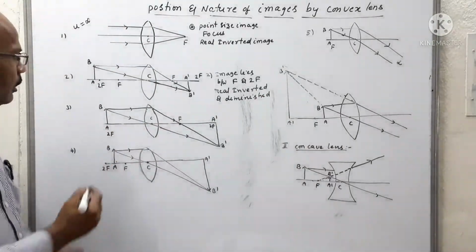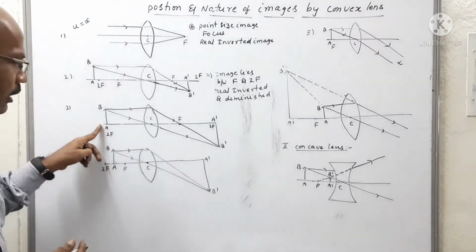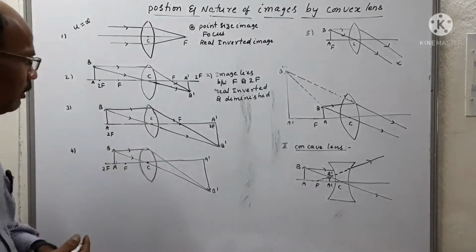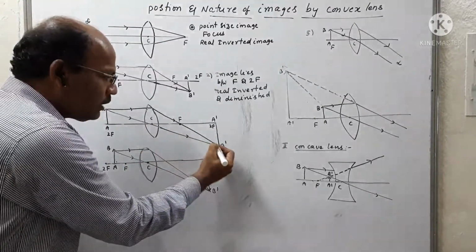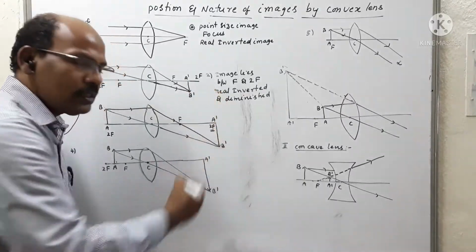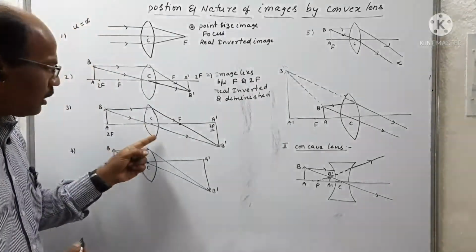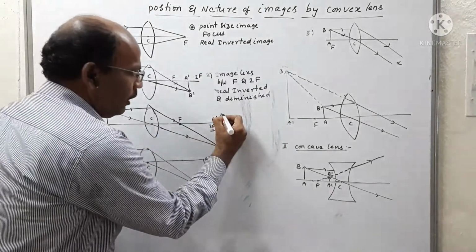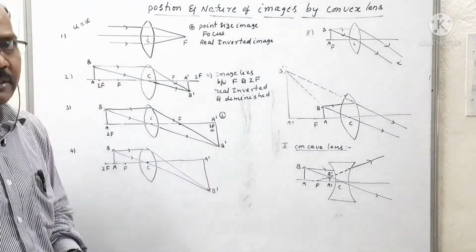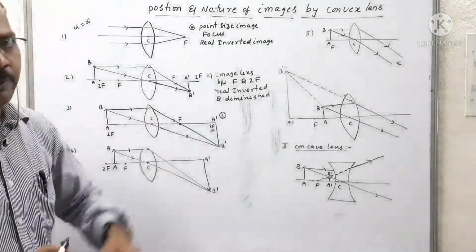Coming to the third one. When the object is kept at 2f value, then we consider the two rays. One is parallel to principal axis, another one passing through optic center. The two rays after refraction form image A dash B dash at 2f value. That means when the object is kept at 2f value, the image is also formed at 2f value. So what is the nature of the image? It is again a real inverted image. But the size of the image is exactly the same size as the object.